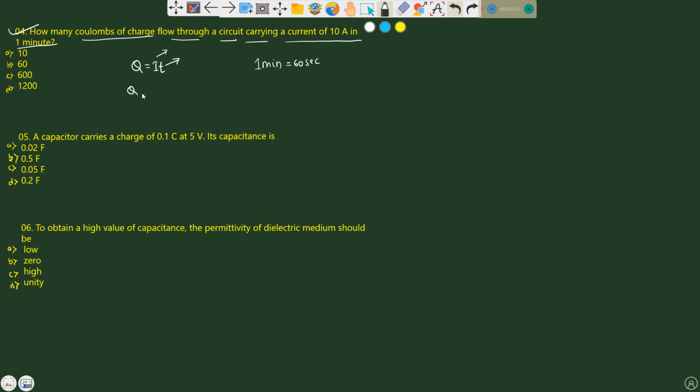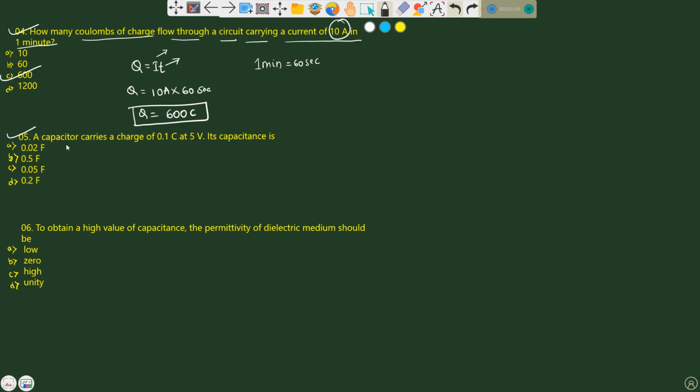Then Q equals, what is I? They have given 10 amperes, into 60 seconds, it will be 600 coulombs. So what will be the answer? Option C will be the answer, that is 600 coulombs.